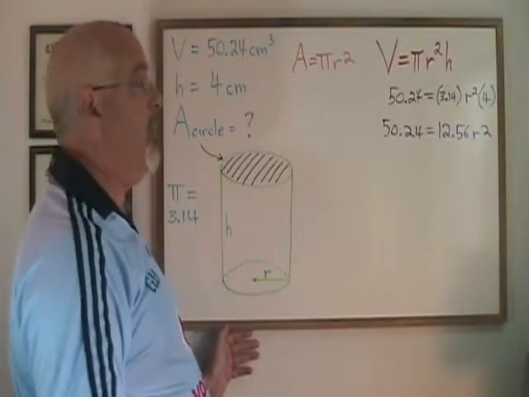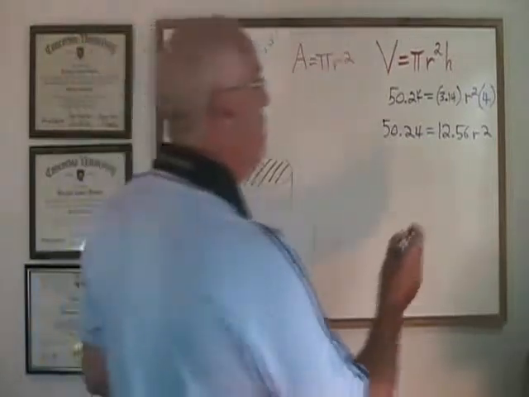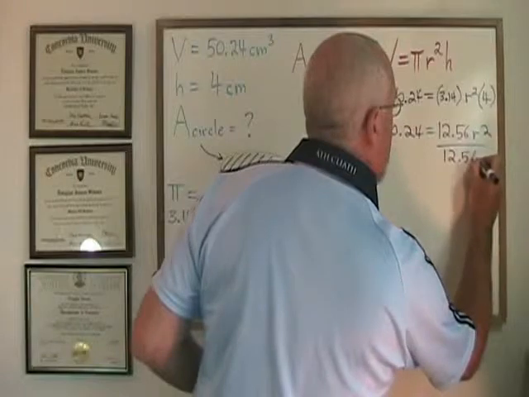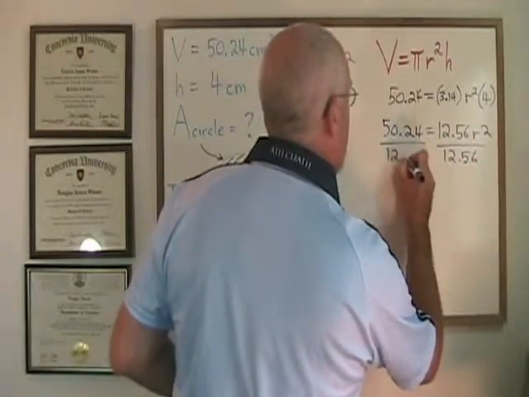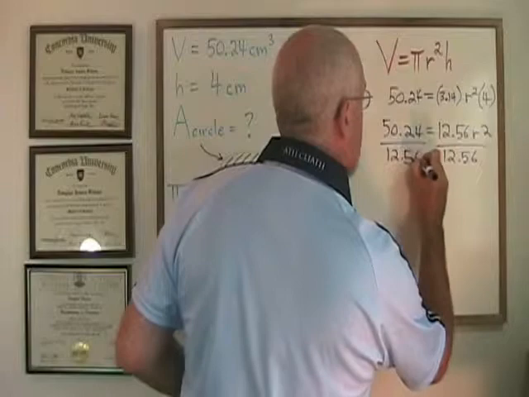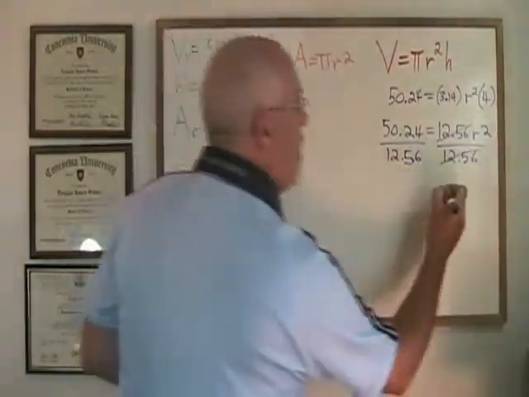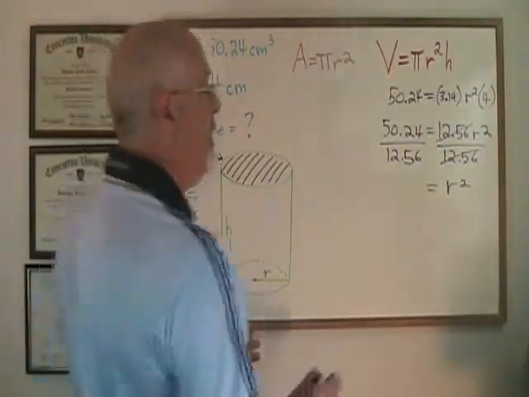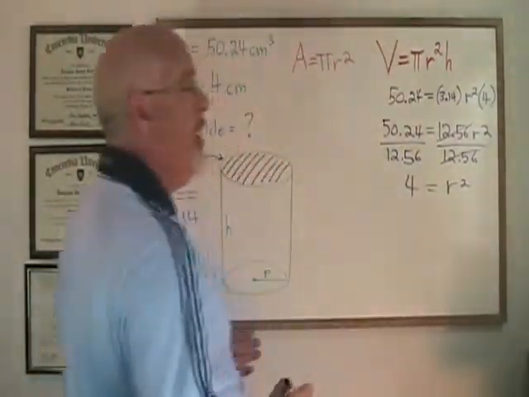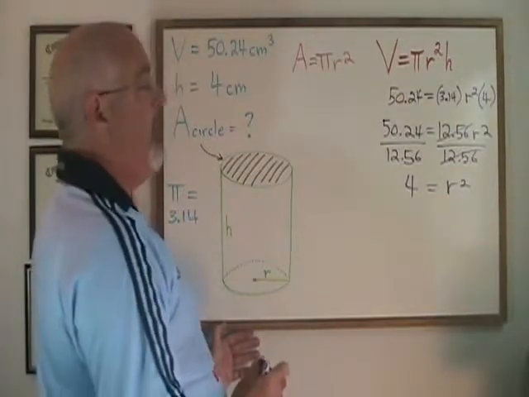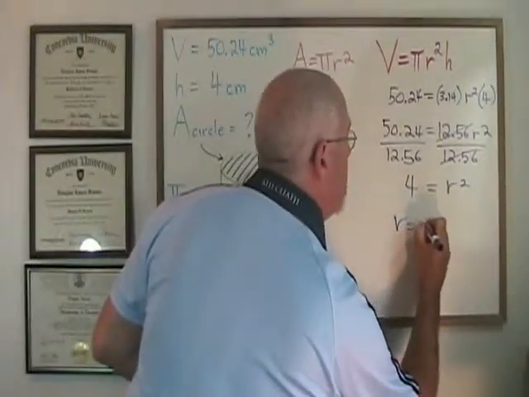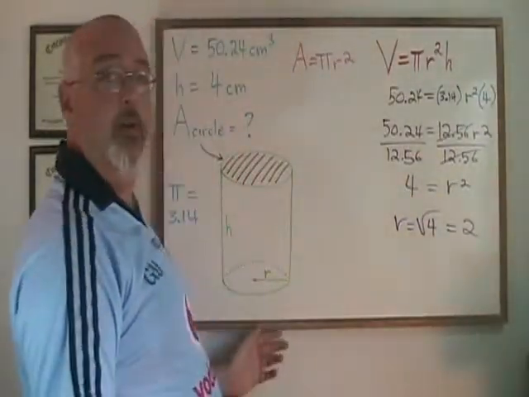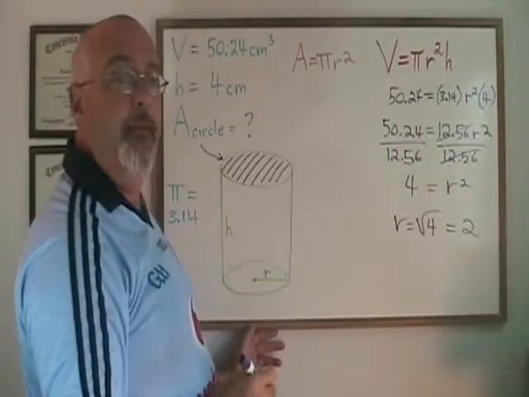Now to isolate the r squared, we will divide both sides by 12.56. These cancel. R squared is isolated and is equal to 50.24 divided by 12.56, which is 4. But we do not want r squared, we want r. If r squared is equal to 4, r is equal to the square root of 4, which is 2. Now we can plug our radius of 2 into the area of a circle formula and find the area of this circle.